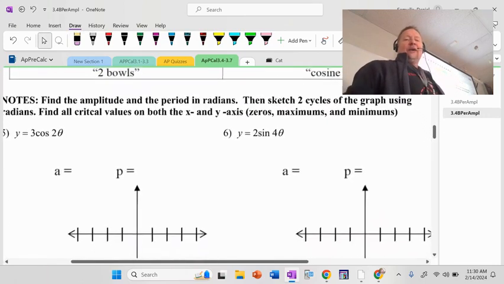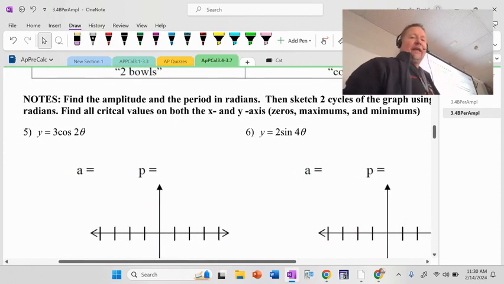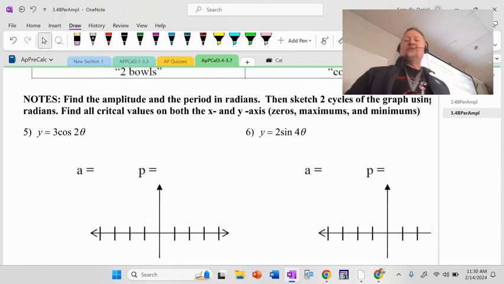All right, so all these words here, finding amplitude and period and radians, I feel like to read it when I'm doing a video. Sketch 2 cycles.